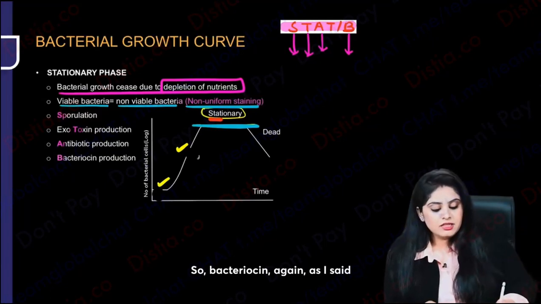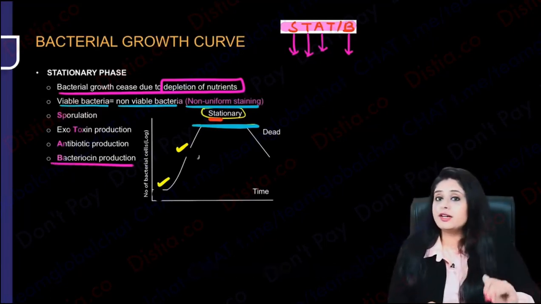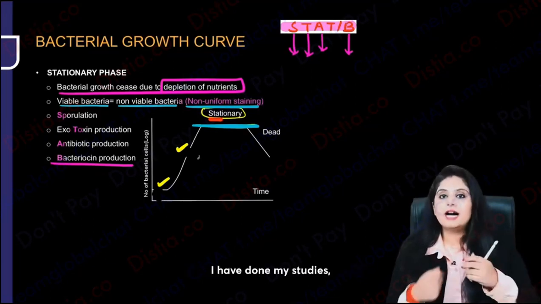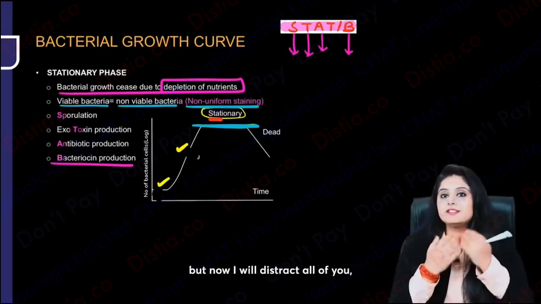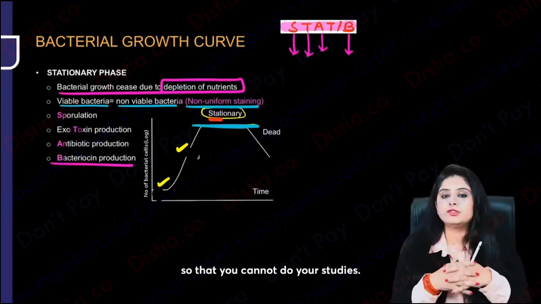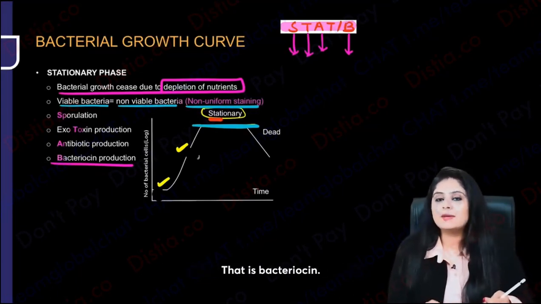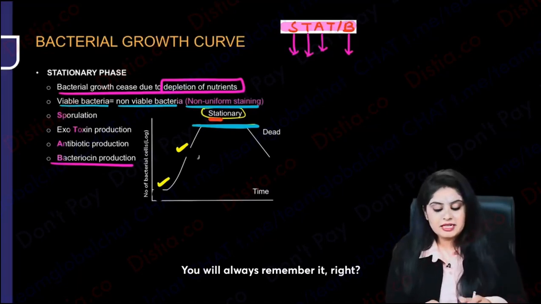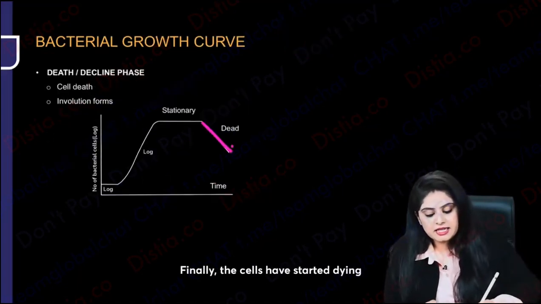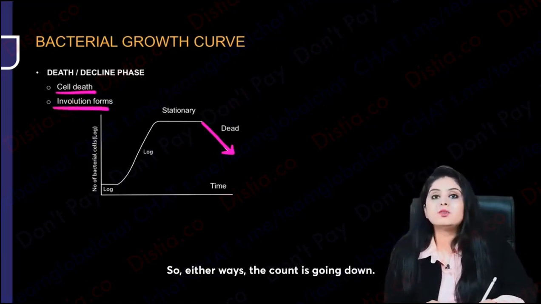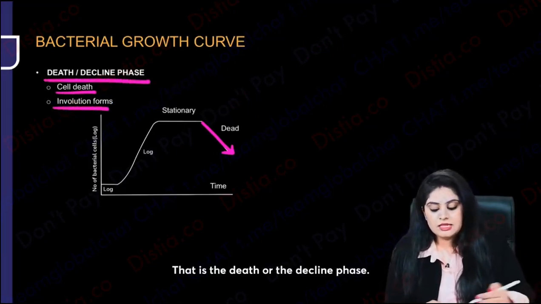So bacteriocin, again, as I said, there is no definition to it. So I decided to give it a definition, and that definition is Chatur from 3 Idiots. I have done my studies, but now I will distract all of you so that you cannot do your studies. So I am growing, but I will make sure that you do not grow. That is bacteriocin. You'll always remember it, right? Finally, the cells have started dying and there is cell death, or they have started involuting. So either way, the count is going down. That is the death or the decline phase.